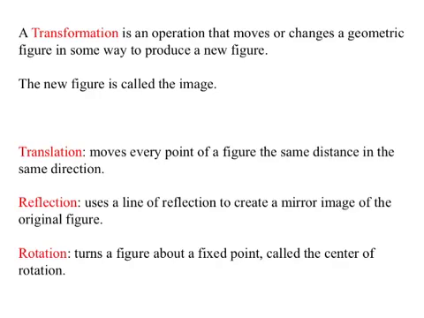A transformation is an operation that moves or changes a geometric figure in some way to produce a new figure. The new figure is called the image. Okay? Translation moves every point of a figure the same distance in the same direction. Reflection uses a line of reflection to create a mirror image of the original figure, and a rotation turns a figure about a fixed point called the center of rotation.